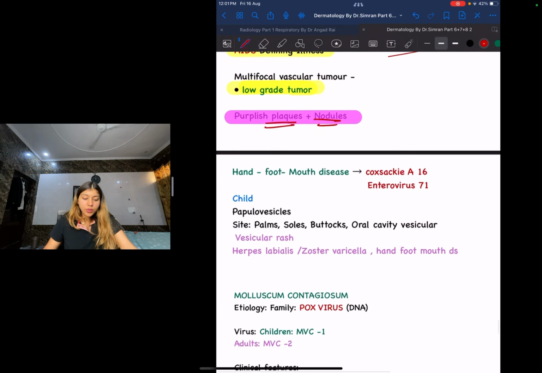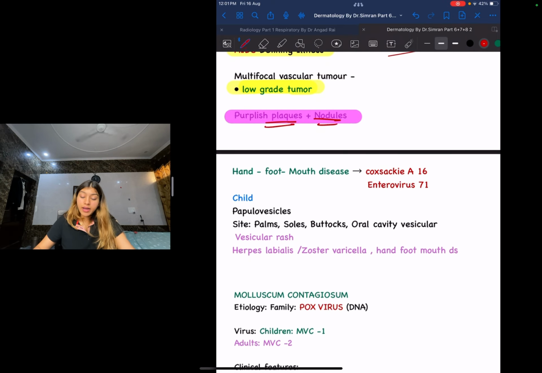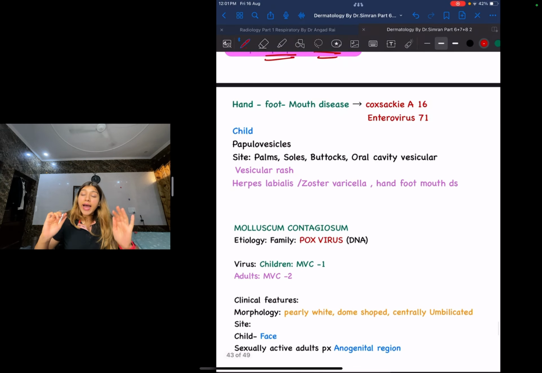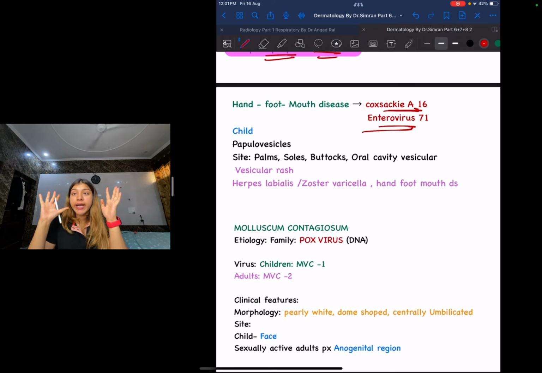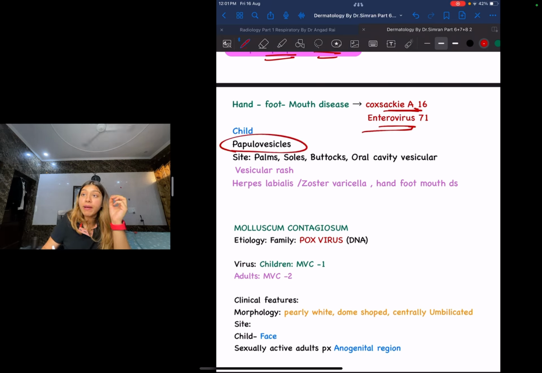Next, guys, what you need to know is hand, foot and mouth disease. Hand, foot and mouth disease, guys, is caused because of Coxsackie A16, or enterovirus 71. There will be a child who will have multiple papulovesicles. What will he have? Multiple papulovesicles. And what is the site, guys? Very important. The sites are going to be the palms, the soles, the buttocks, and the oral cavity.